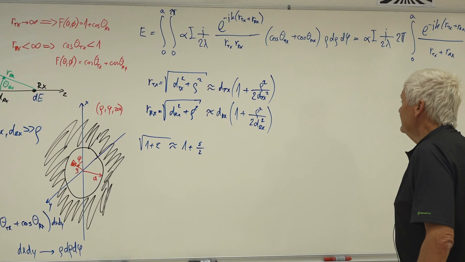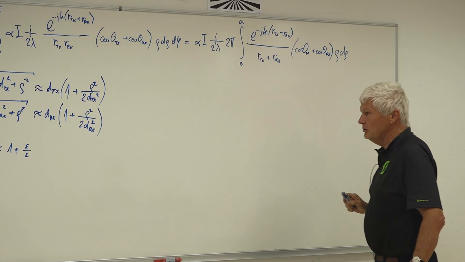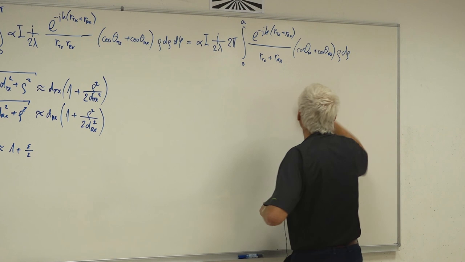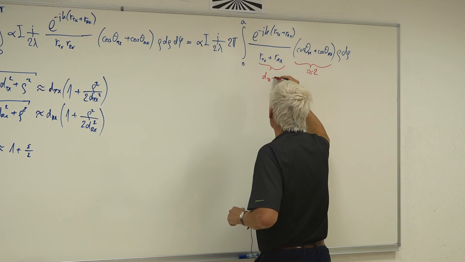These changes are very small. In the amplitude, these changes will change very little in the denominator here. They change very little with the cosines. Also, cosines will be very close to 1. So this will actually be close to 2 for small angles. And this thing here will actually be dtx plus drx, approximately.